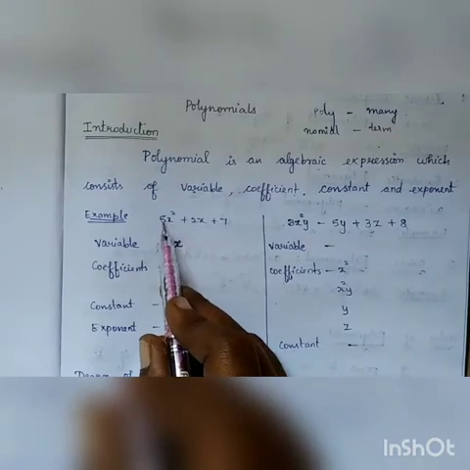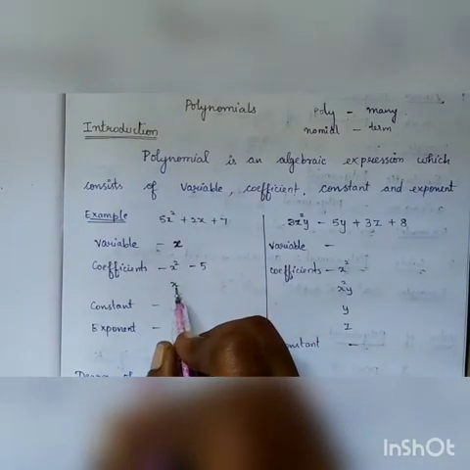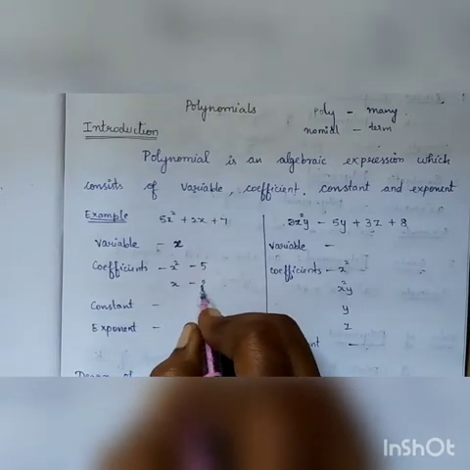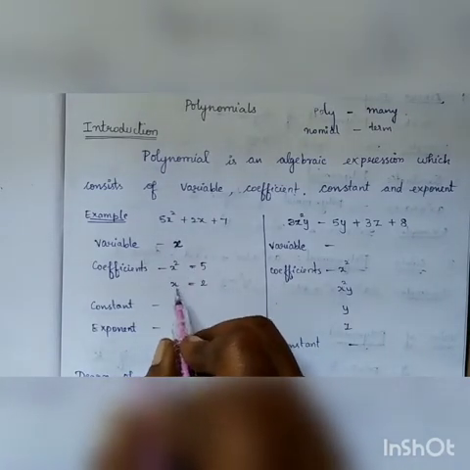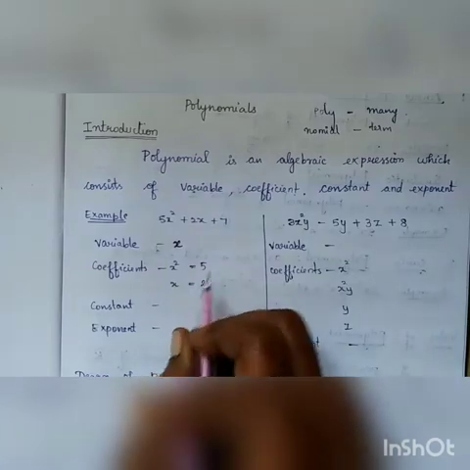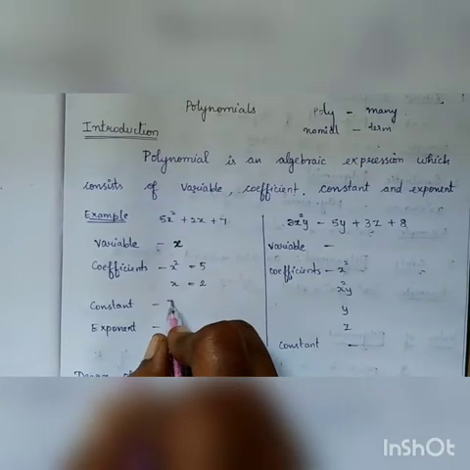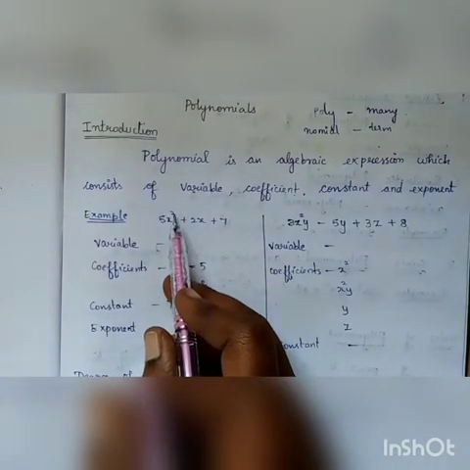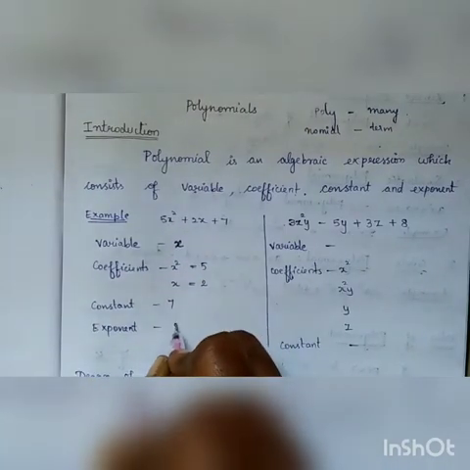Now the coefficient of x square. Coefficient means the number which is before that x square, that is 5 here. Now the coefficient of x: before that x the number is 2 here. So the coefficient of x square is 5 and the coefficient of x is 2. Now the last term, without any variable, is a constant. Now exponent. Exponent means what we have as the power, that is 2 here.